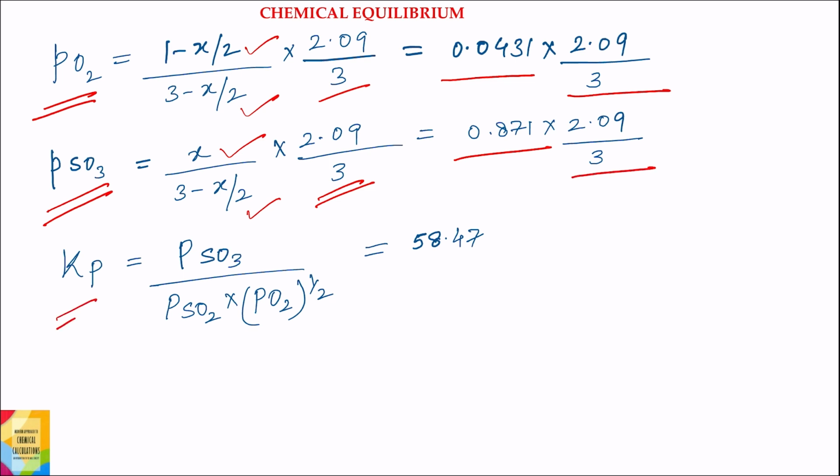Now value of Kp is equal to partial pressure of sulfur trioxide divided by the product of partial pressure of sulfur dioxide and partial pressure of oxygen raised to the power half, because in the balanced equation the stoichiometric coefficient of oxygen is half. Solving, the value of Kp is equal to 58.47.